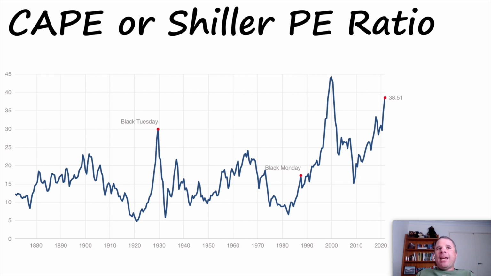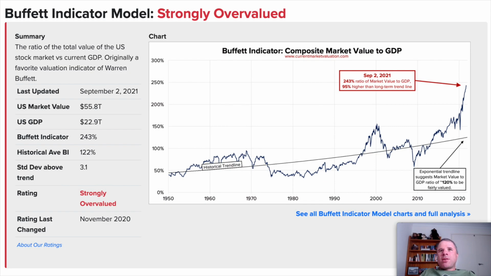Now, one of the main criticisms of the Shiller PE ratio is that it doesn't really take into account interest rates. And over the last 40 years, I've already talked about this, we have seen interest rates fall. So the lowest point in the CAPE or Shiller P ratio was in the early 1980s when interest rates were the highest. And ever since then, we have seen the CAPE or Shiller P ratio rise through time because interest rates have been falling. This model is from one of my favorite websites called currentmarketvaluation.com.